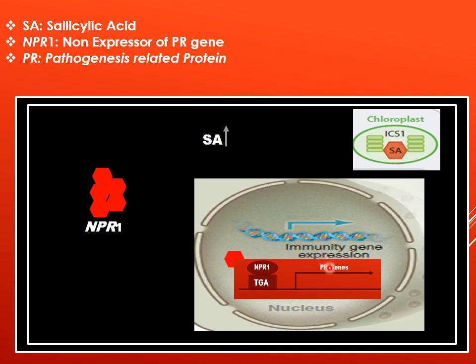These PR genes are basically known for the production of antimicrobial compounds such as glucanases or chitinases, and as a result of that, the plant pathogen, which is virulent, is killed by the plant. So NPR1 is actually the master regulator, or a link between the salicylic acid and the PR genes, which are the executioners of systemic acquired resistance.